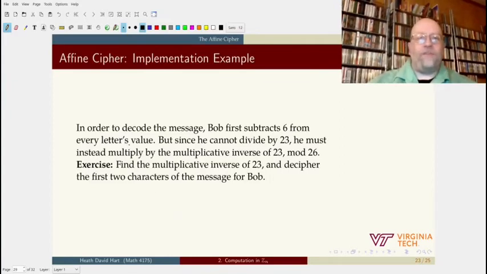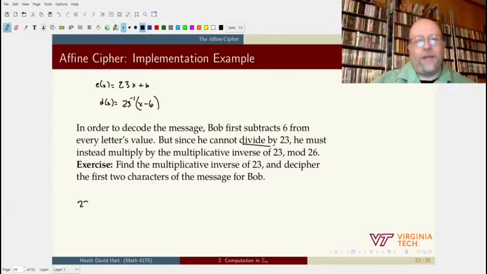In order to decode the message, Bob first wants to undo this operation. The encrypted version of X is 23x plus 6. He wants to get his x back, and so for the decrypted version of x, he would like to first subtract off that 6, and then ideally he'd like to divide by 23, but you're not allowed to divide in this system, and so instead he has to multiply by 23 inverse, and that's where the Euclidean algorithm comes in. So what we're going to do now is find the multiplicative inverse of 23, and then decipher the first two characters of that message.